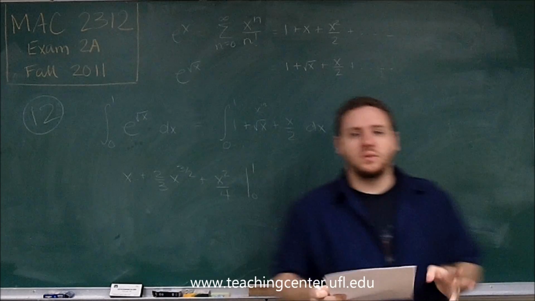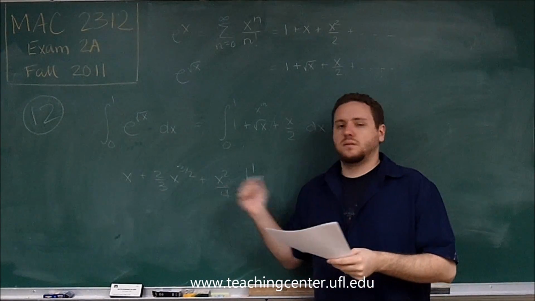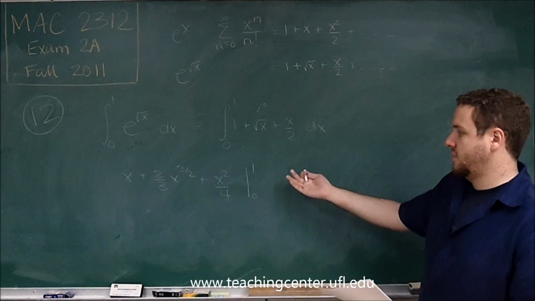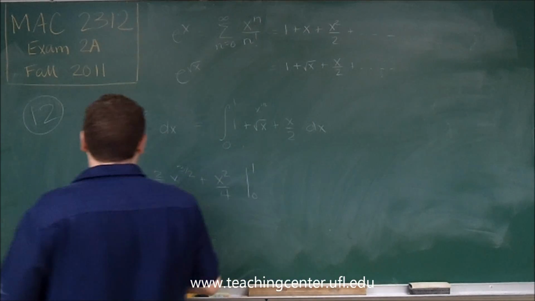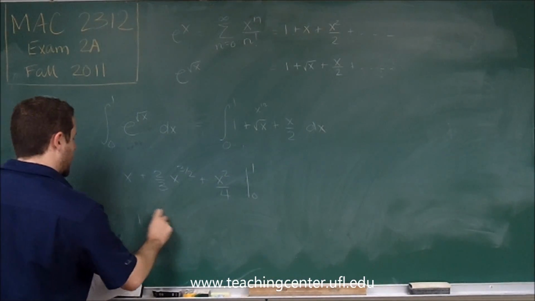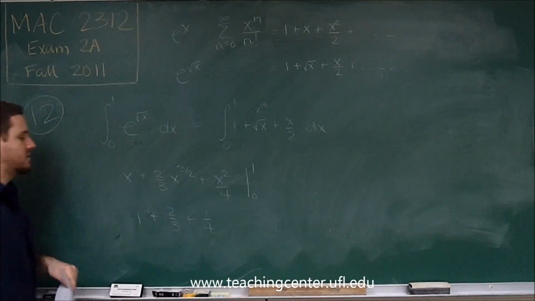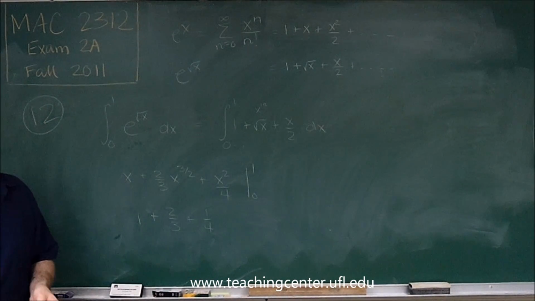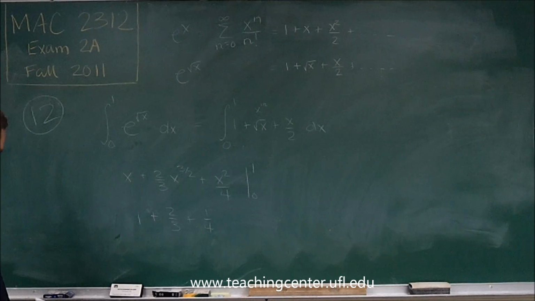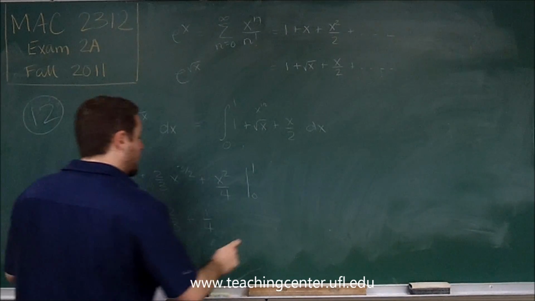You can see here that if we plug in 0, we're going to get 0, so we don't really need to do that. We can just plug in 1 here. When we plug in 1, we get 1 plus 2/3 plus 1/4. So all that's left is to combine that into a common denominator and figure out what that is. The common denominator here would be 12.